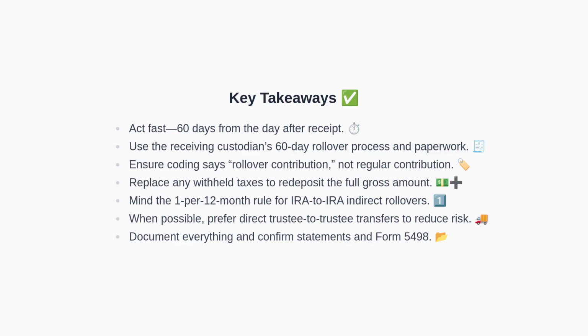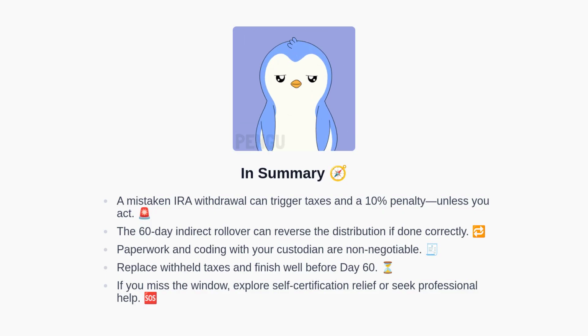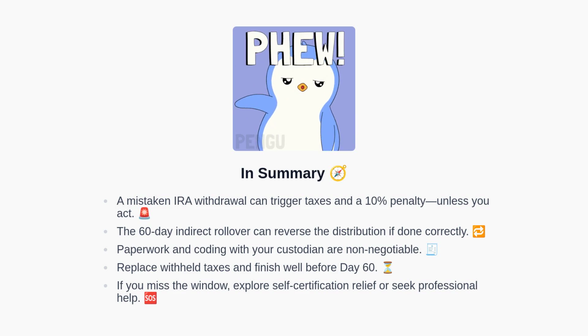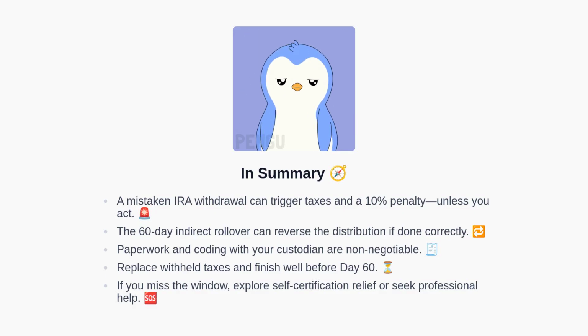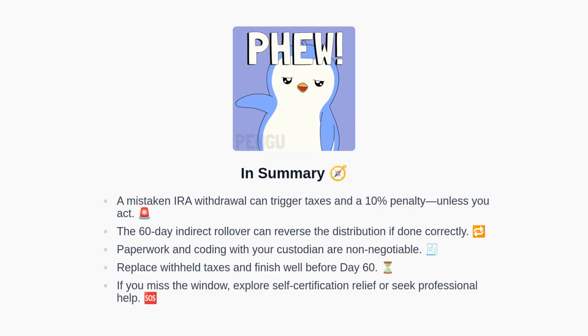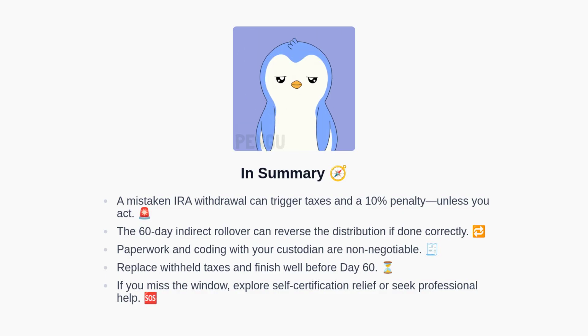Now let's wrap up with a brief summary and a call to action. In summary, an accidental IRA withdrawal can lead to income taxes and a 10% penalty. The 60-day indirect rollover provision can reverse the distribution when executed correctly. Proper paperwork and coding with your custodian are essential. Replace any withheld taxes and aim to complete the process well before day 60. If you miss the deadline, explore self-certification relief or consult a professional.